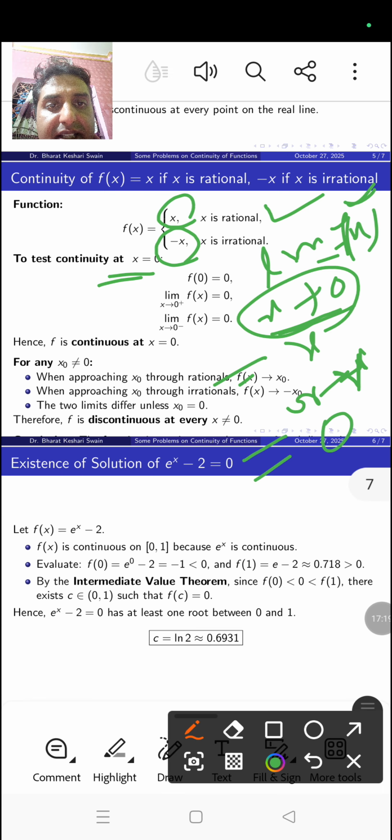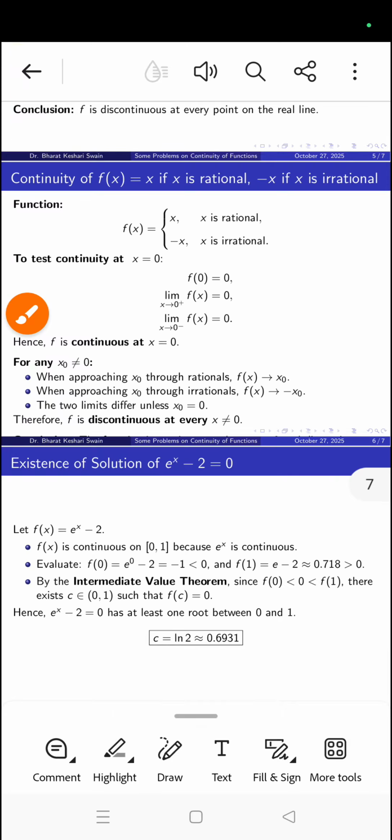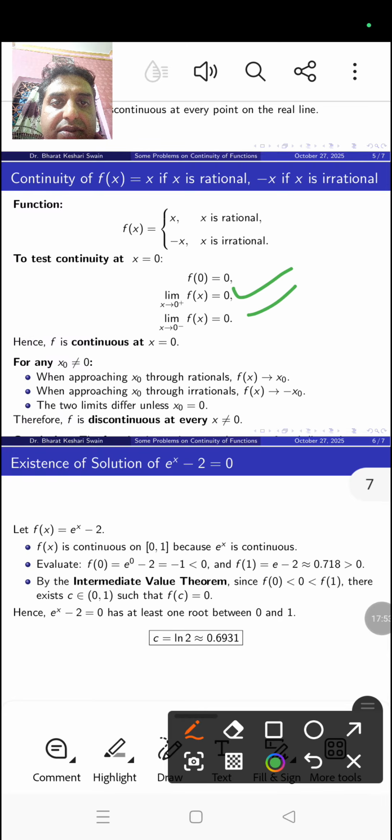Similarly, the right hand limit, x tends to 0 plus, your f(x) is x or minus x according to rational or irrational, because 0 plus may be rational, may be irrational. So if it is x, as x tends to 0, it will be 0. If it is minus x, it will be 0. So in both the cases, whether rational or irrational, your limiting value is 0.